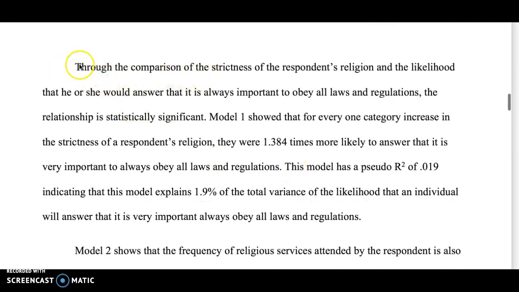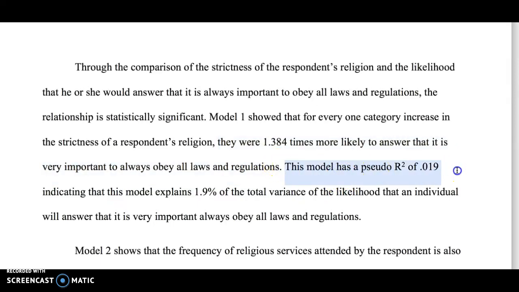Through the comparison of the strictness of the respondent's religion and the likelihood that he or she would answer it's always important to obey laws and regulations, the relationship is statistically significant. So you can start with saying, yes, it does make a prediction of a relationship. Model 1 showed that for every one category increase in strictness, meaning you're going from maybe less strict to more strict, they were 1.384 times more likely to answer that it is very important to obey all laws and regulations. So it increased the likelihood that someone would say that.